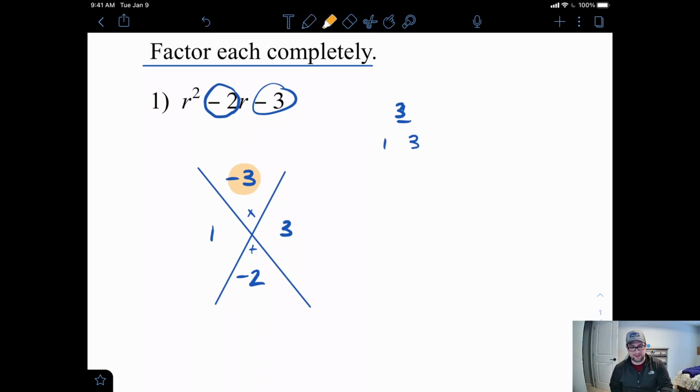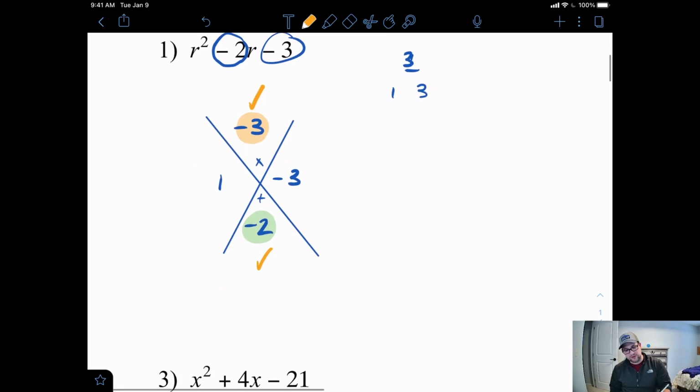Now, this is how I like to tell kids: at this point, look at the bottom number. Do you see how the bottom number is negative? Then what that means is that the bigger number has to be negative. If the bottom number was positive, then the bigger number would have to be positive. All right, so once we got it, we should check it. Does 1 times -3 equal -3? The answer is heck yeah. And does 1 plus -3 equal -2? And the answer is absolutely.